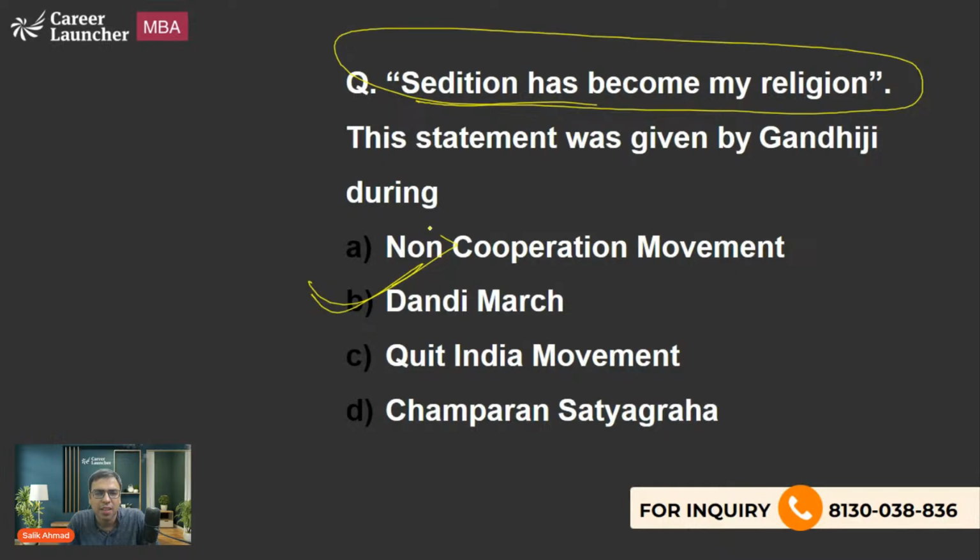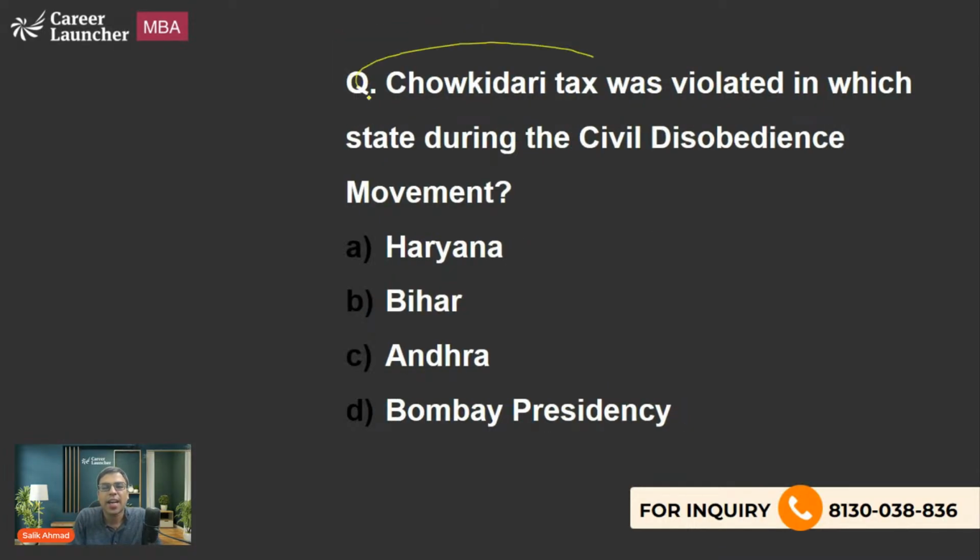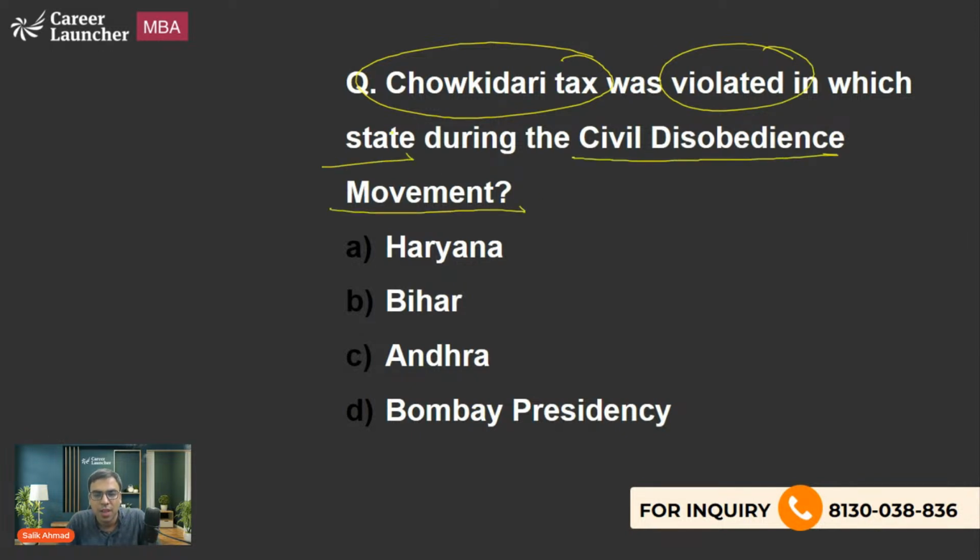Just remember it. This was recently asked in some exams, so that's why we are discussing it. The next question is: Chaukidari tax was violated in which of the following states during the civil disobedience movement? Haryana, Bihar, Andhra Pradesh, Bombay Presidency.